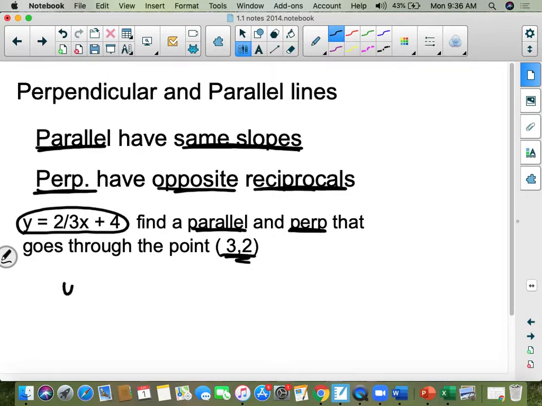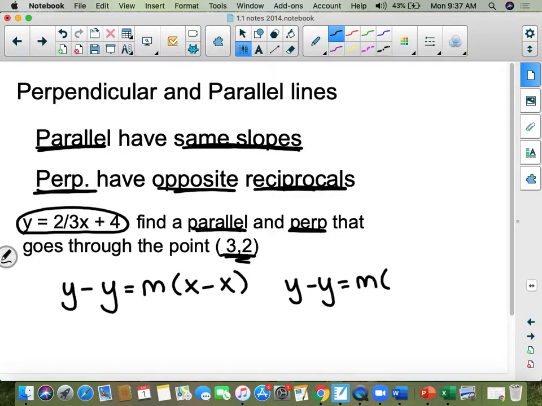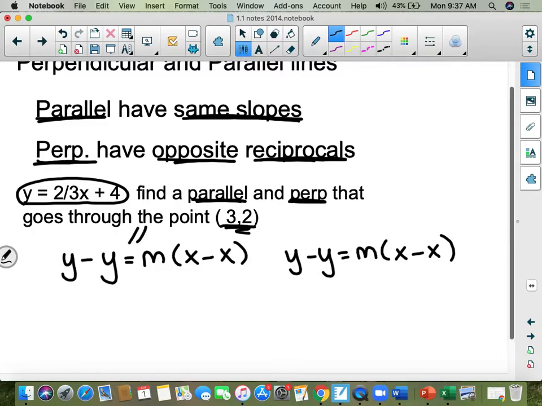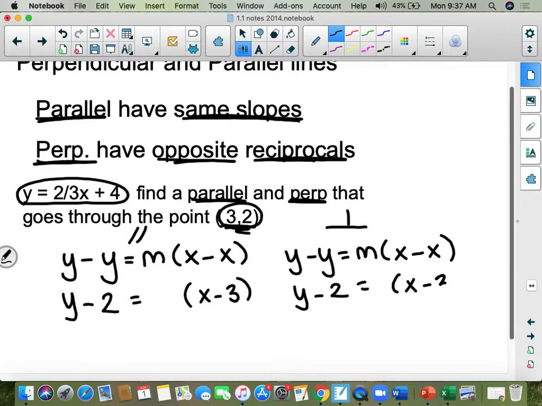So we're going to get used to doing y minus y equals m(x minus x). We're going to write it down twice. y minus y equals m(x minus x). The first one is going to be for the parallel line, and the second one is going to be for the perpendicular line. They give you the point (3, 2), so I know my y value is 2, and I know my x value is 3. I can do the same thing over here. I know my y value is 2, and I know that my x value is 3.